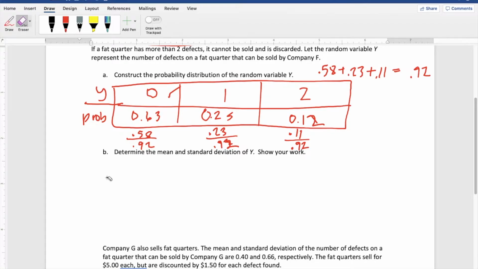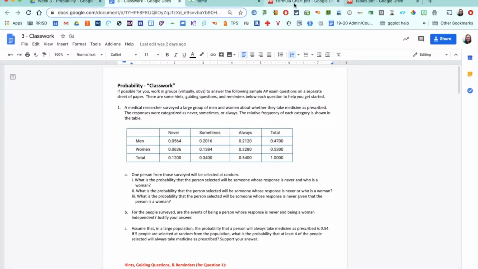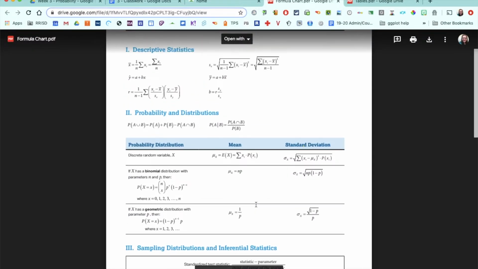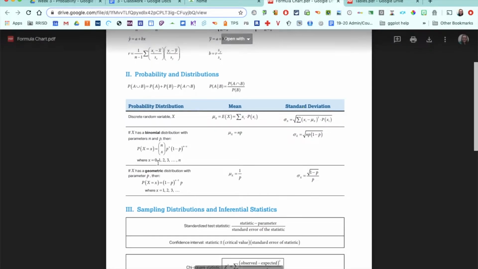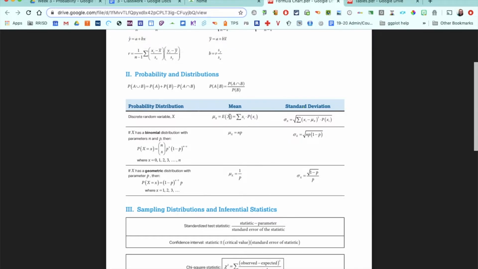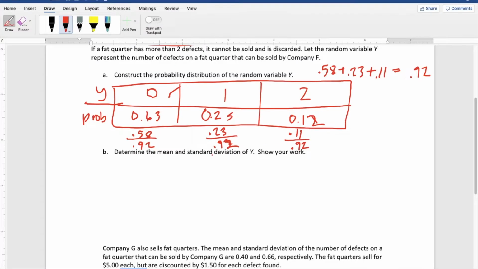So then on part B, it's wanting us to find the mean and standard deviation of y. On my formula chart, the formulas I would be using for that would be this probability distribution for a discrete random variable. So our mean is the sum of x times p, and then that's my standard deviation formula. So I'm going to use those formulas. My mean or expected value would be basically each number times its probability, and then that ends up being 0.49.